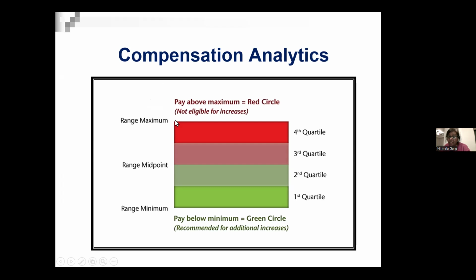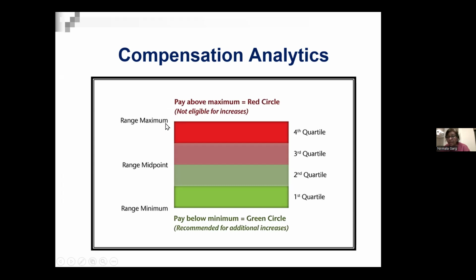What does it mean? You cannot add to his base salary, but you can give him a performance bonus which is equivalent, and not add that into his base salary. Because if you add that into his base salary, what happens next? You are actually increasing the maximum of the salary range. So this is called the red circle.